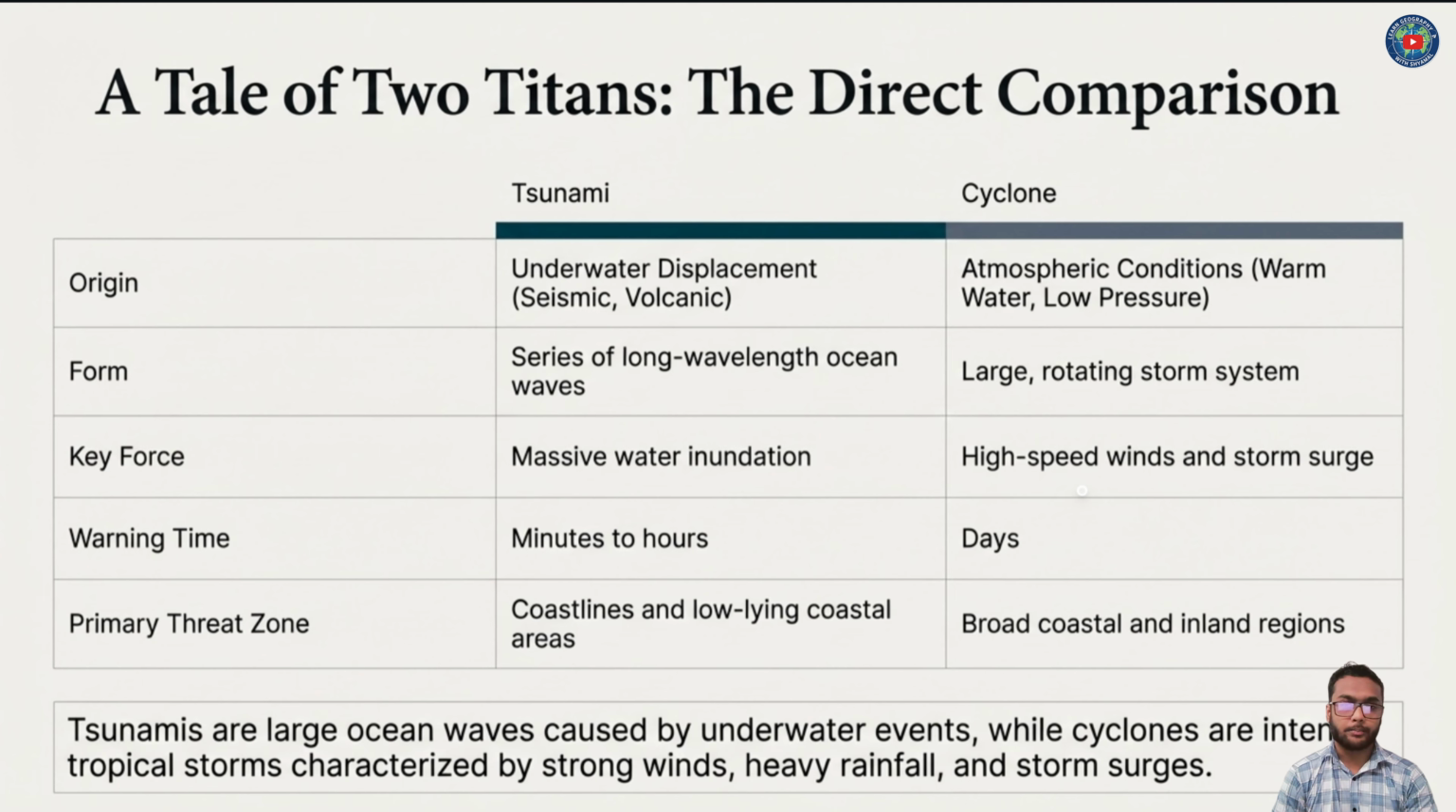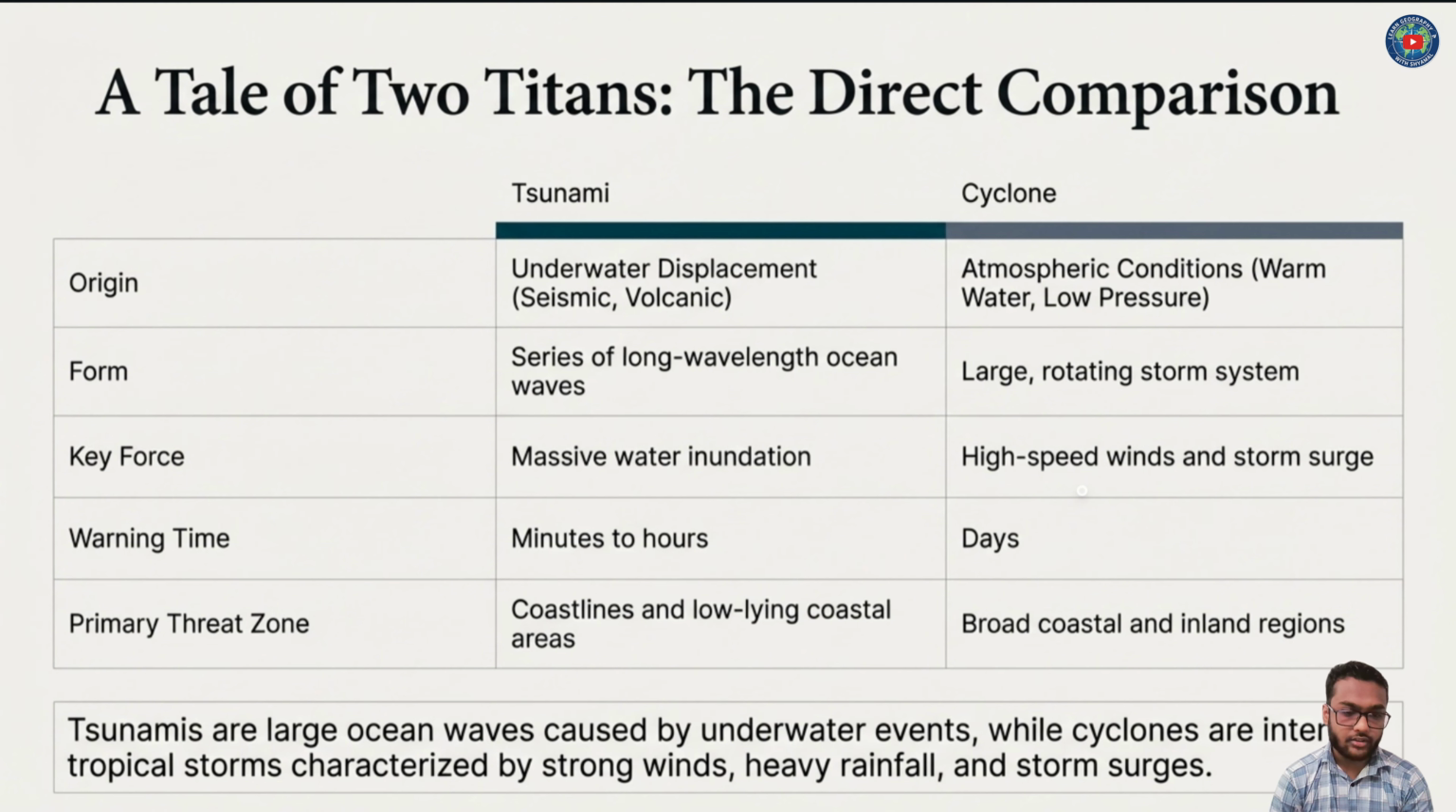Now, the comparison between tsunami and cyclone. On the basis of origin, tsunamis originate in underwater displacement, seismic and volcanic activities; cyclones, in atmospheric conditions like warm water and low pressure. On the basis of form, a tsunami is a series of long-wavelength ocean waves, and cyclones are large rotating storm systems. Key forces: massive water inundation in tsunamis; high-speed winds and storm surges in cyclones. Warning time: in tsunamis, minutes to hours, and in cyclones, days. Primary threat zone: in tsunamis, coastlines and low-lying coastal areas; in cyclones, broad coastal and inland regions.